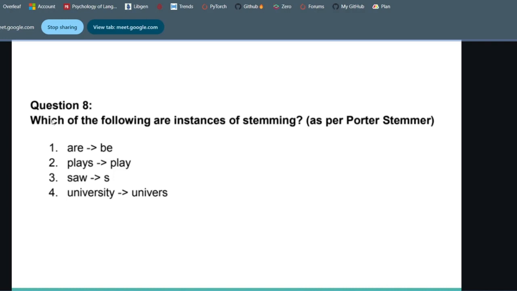Now we move on to question number 8, which asks: which of the following are instances of stemming as per Porter's stemmer? You have to go by the rules or heuristics that are there in Porter's stemmer, and you have to say which of these are instances of stemming.